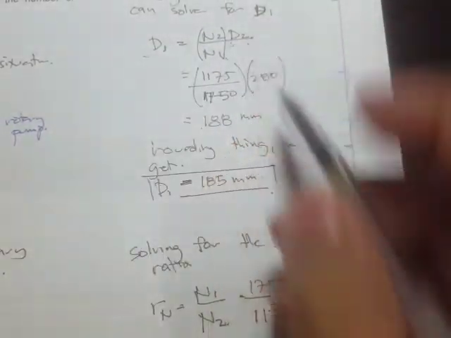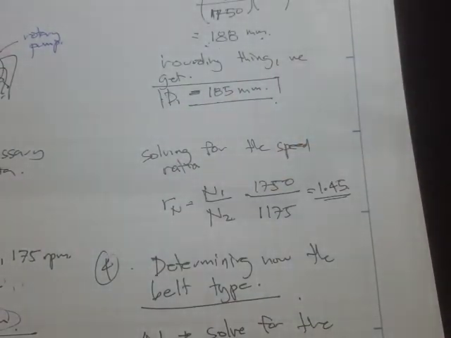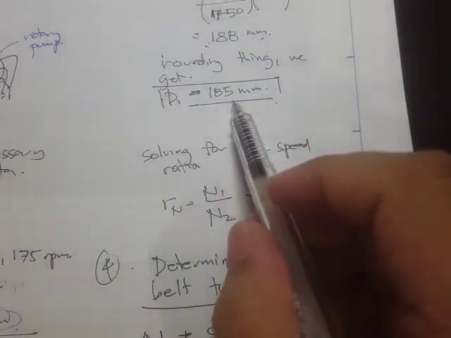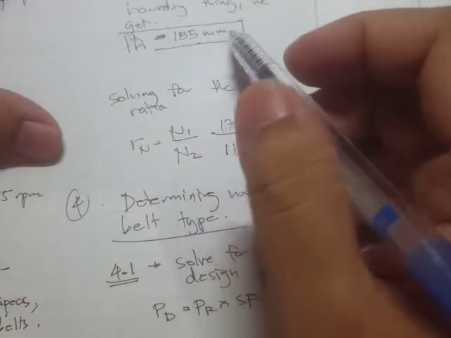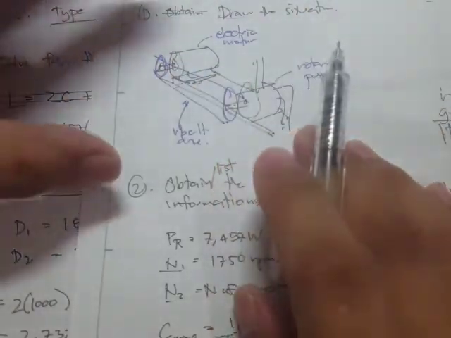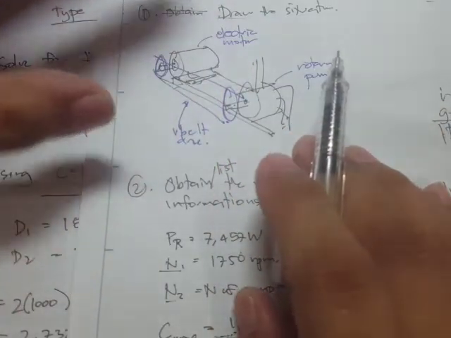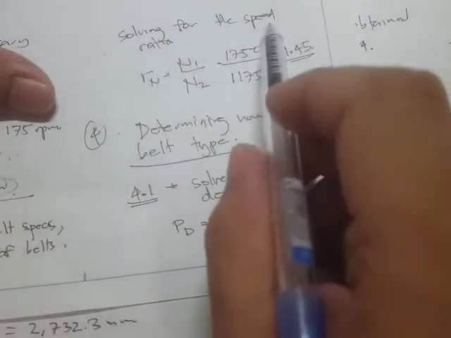Okay, so that's D1, and we solve that, and this is 188 mm, and of course we also round down or round up. That depends upon you, the designer, as long as in the end you can do the job, or you can do the required function. Okay, and we also solve for the speed ratio.